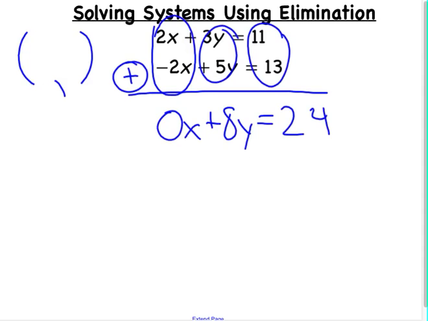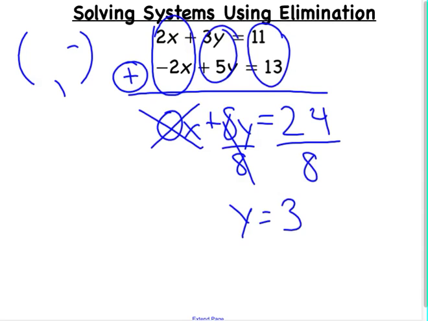Now notice 0x is just 0. So it's gone. And what I've done is I've eliminated x. And that is why this is called the elimination method. You can't solve for 2 variables at the same time. So if you eliminate one of them, you'll be able to solve for the other variable. Simply, I have 8y equals 24. I'm going to divide each side by 8. And I get y equals 3.